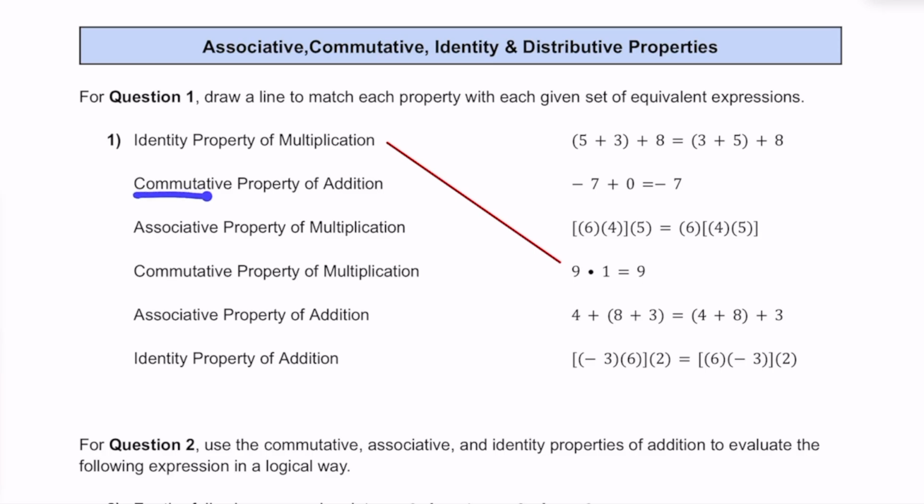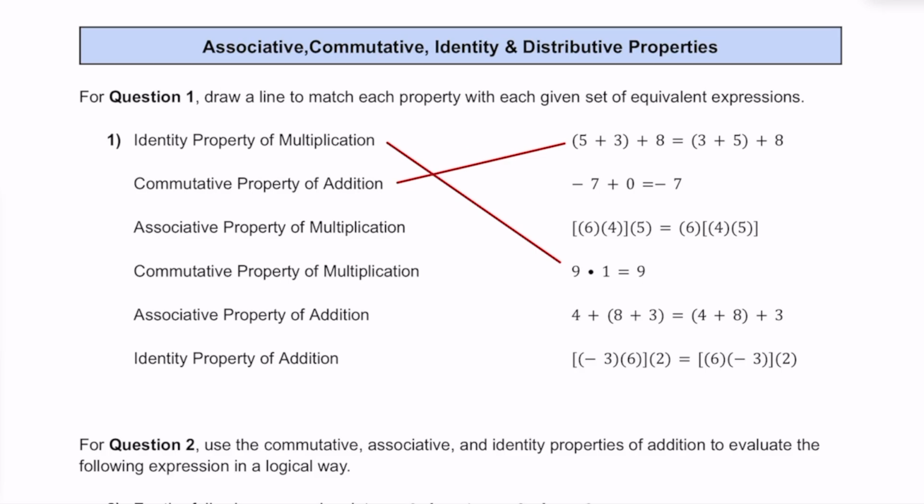The second one, commutative, means you're changing the order, and addition means we're adding. So we have to look for where we have addition as the operation, and the order of something is changing. So let's see if we can find that. If you look at this first option here, inside this parentheses we have 5 plus 3, but over here we have 3 plus 5, but everything else stayed the same, right? The grouping is all the same as well. So let's go ahead and match this one right over here.